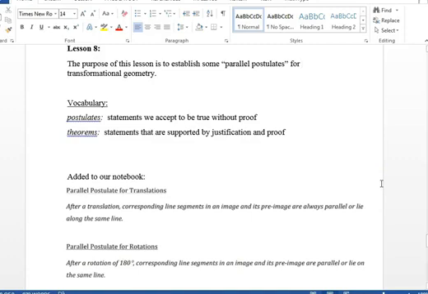If you recall from an earlier lesson, we did discuss what the word postulate meant, and so you will want to add these two vocabulary words to your notebook. A postulate is a statement that we accept in geometry to be true without proof, and a theorem is a statement in geometry that is supported by justification and proof.